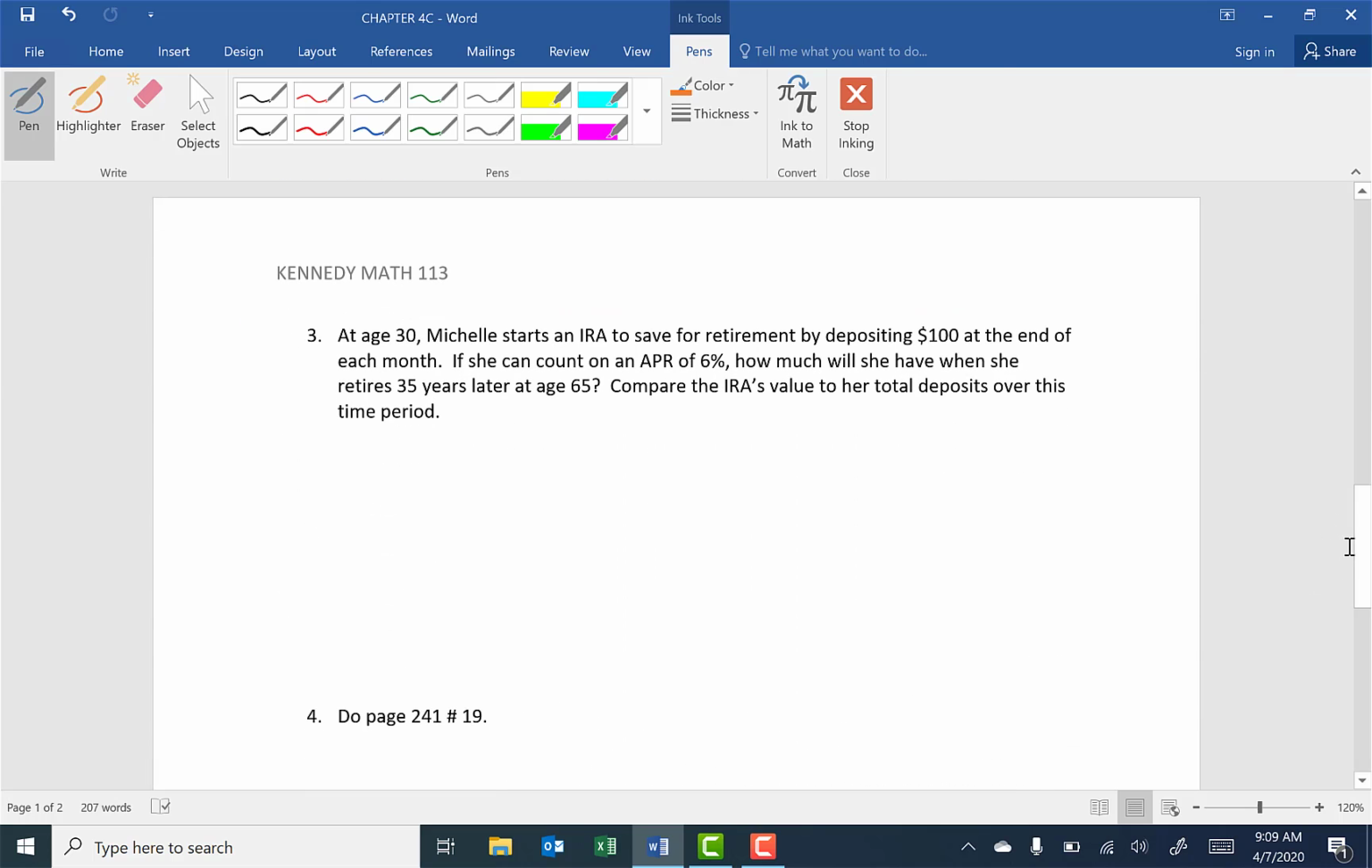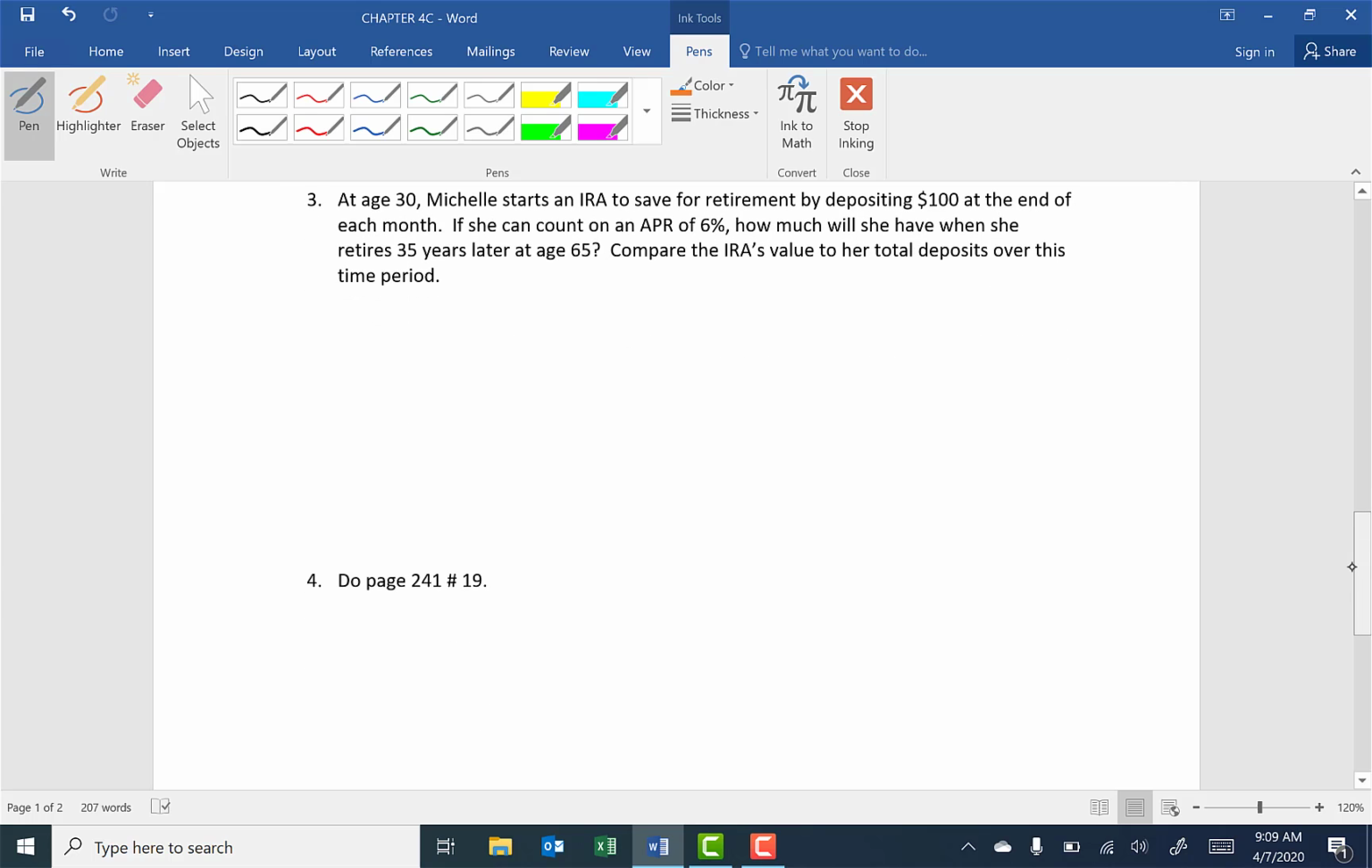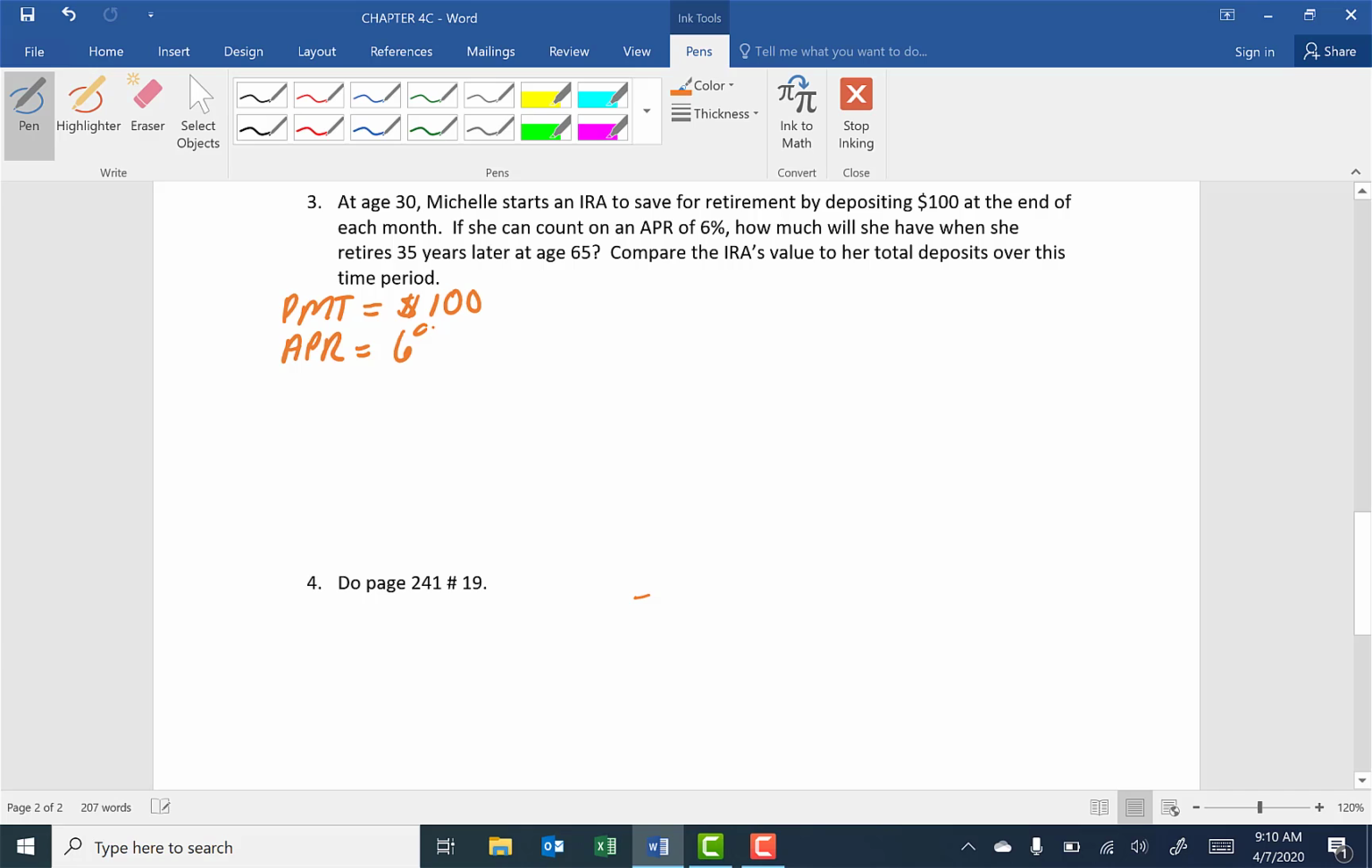you'll see some different wording, but these problems are done the same way. At age 30, Michelle starts an IRA to save for retirement by depositing $100 at the end of each month. If she can count on an APR of 6%, how much will she have when she retires 35 years later at age 65? The trick here is the years. So you start with the payment, and I'm going to just get you started on these, equals $100. The APR equals 6% equals 0.06.